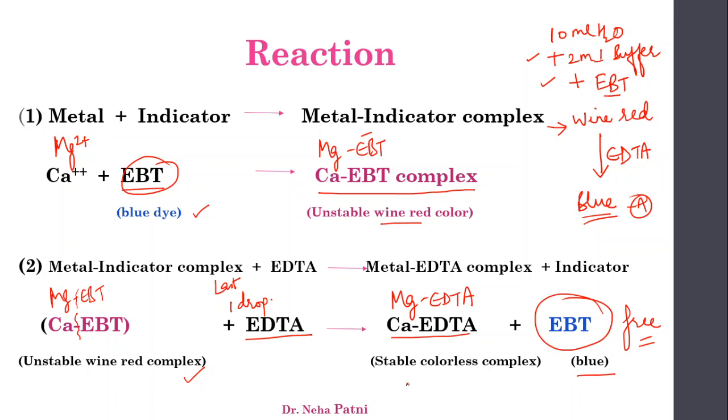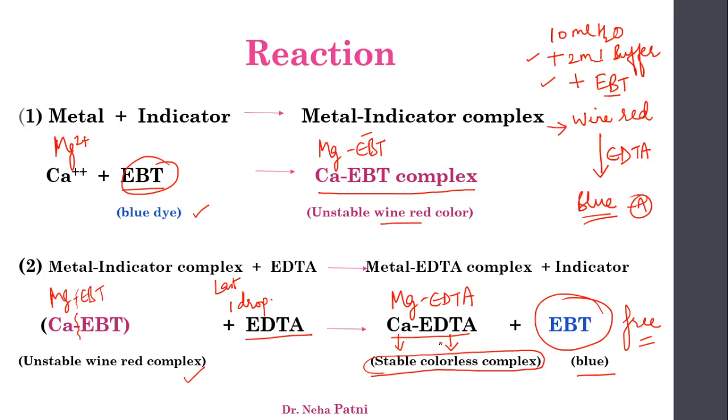So your principle says that it is a complexometric titration, because here the titrant, which is EDTA, and the analyte, which is hardness, form a complex. So at the end point, there is a stable complex formation between titrant and analyte, and that is why it is known as complexometric titration.